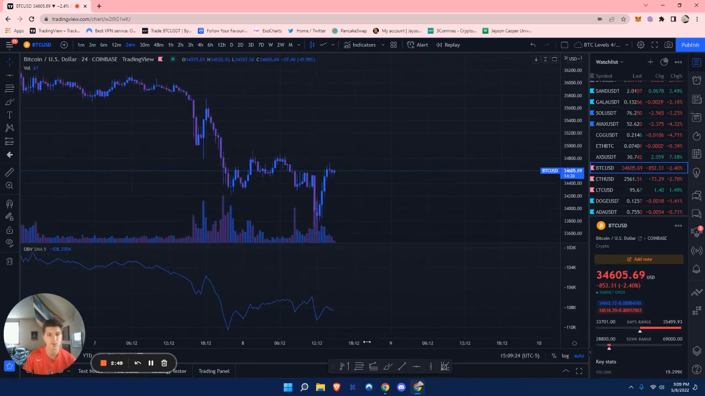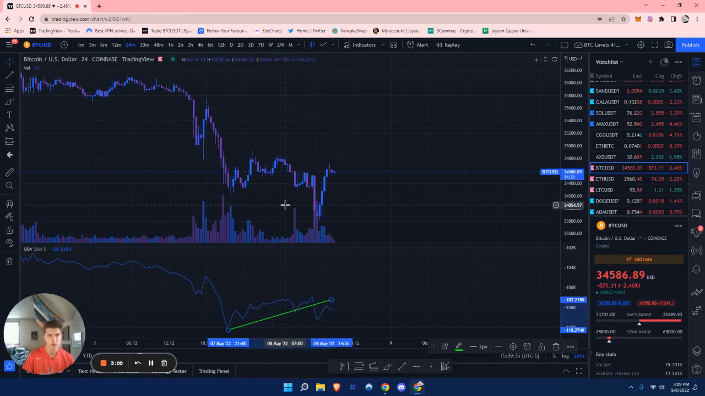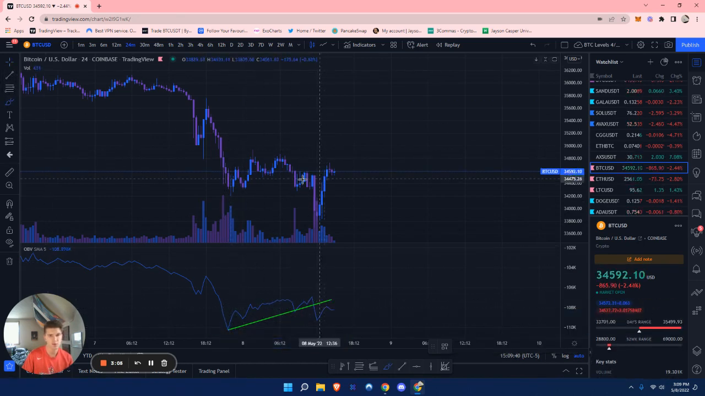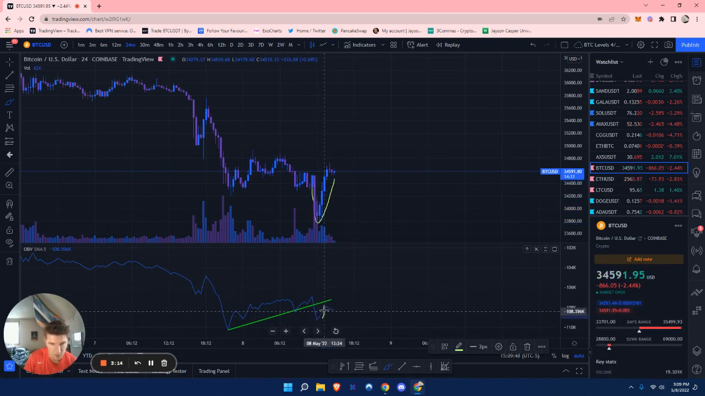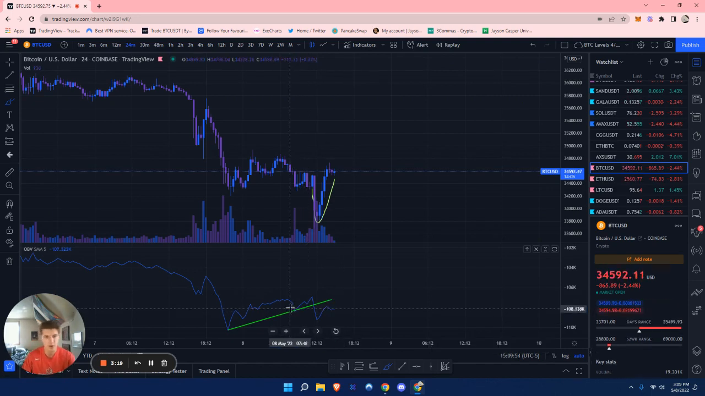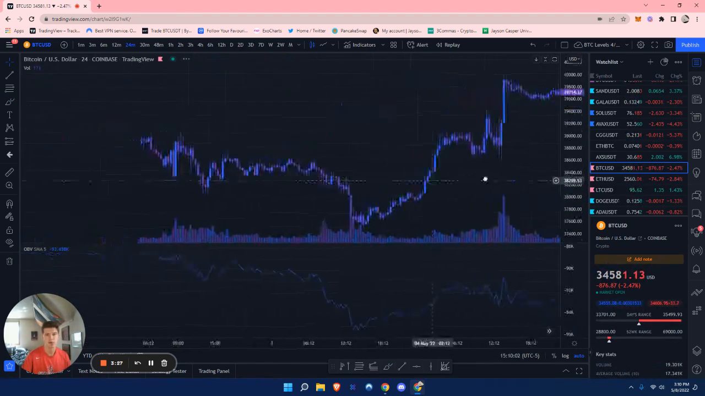Right here is another good example. In this case, I will use a trend line and just connect the lows like so. I drew the lows on the on balance volume, and what did price do? It broke down. Now it looks like we're coming back up to retest this trend line, and then we'll see what really happens. But again, this is a good indicator of potentially where price is going.